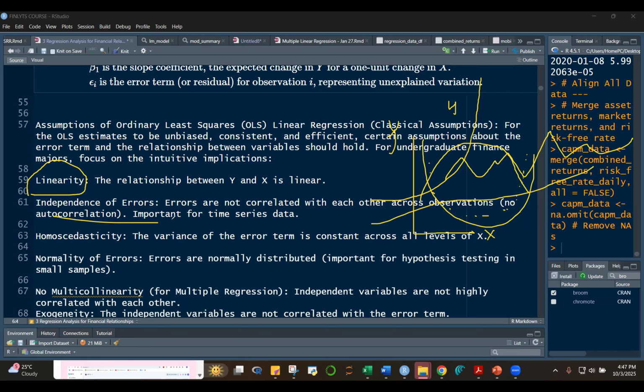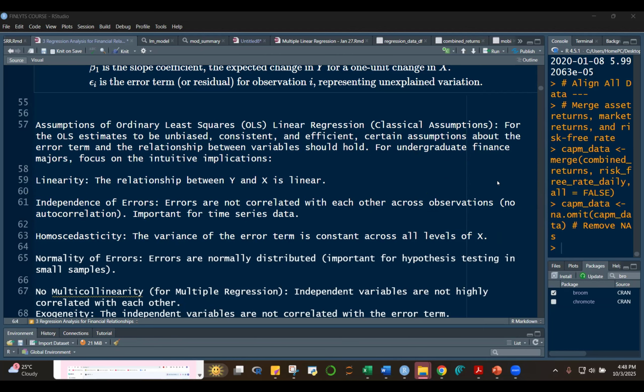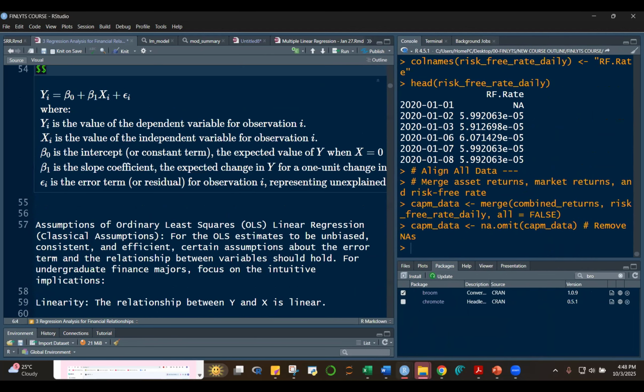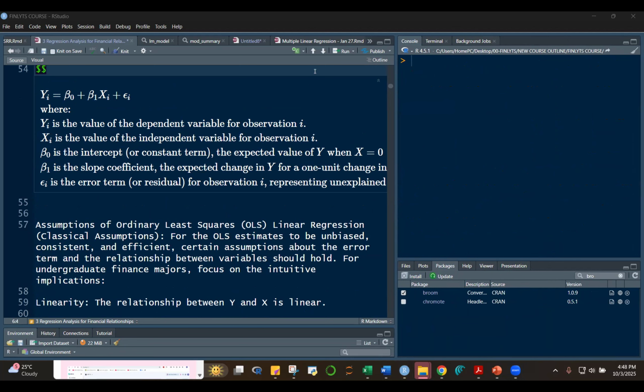Also, the independence of errors. I'm sorry, I need to discuss that first. What do you mean by independence of errors? This brings me to the discussion of three types of data. There are many types of data, but for econometric purposes, you have three.